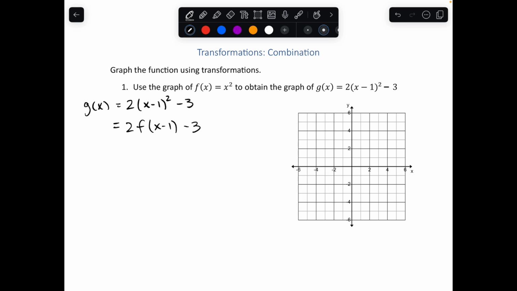So what's actually happening to our function? Well, first off, we've got this 2, so we're going to be vertically stretching our function. After we stretch our function, we're then going to be moving it to the right by 1 unit. And then finally, we have a minus 3, so we're going to be shifting it down 3 units.